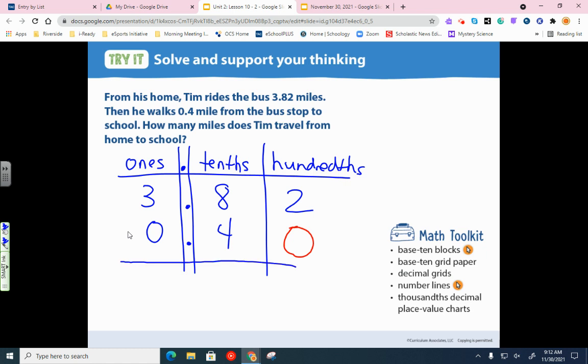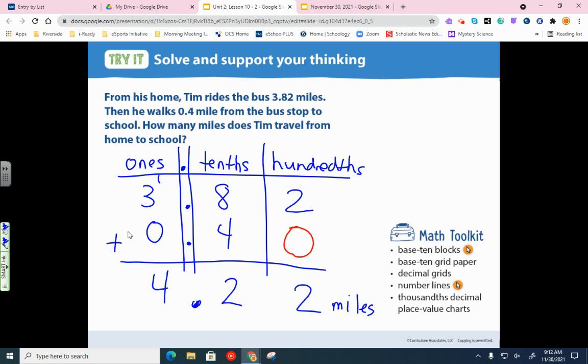All right, so let's add these up. So we've got 2, 8 plus 4 is 12. So we're going to have to regroup. We're going to bring down our 2 like normal, carry our 1 over here to the ones column, and then have an answer of 4 and 22 hundredths miles. So again, a place value chart or grid paper are really great for helping you keep those numbers lined up properly, because if we had them lined up differently, we would get the wrong answer.